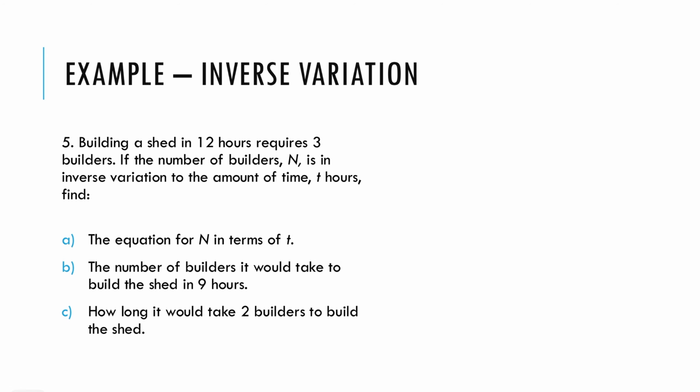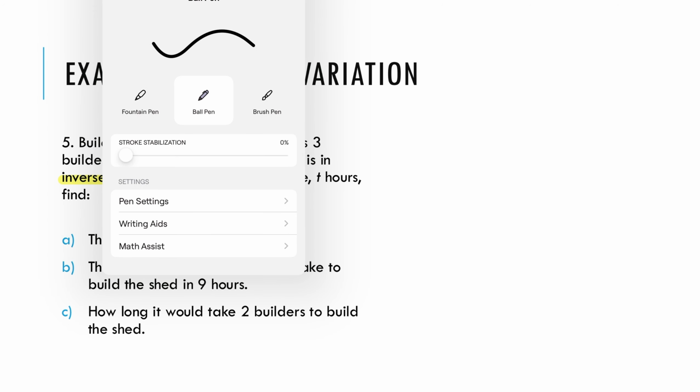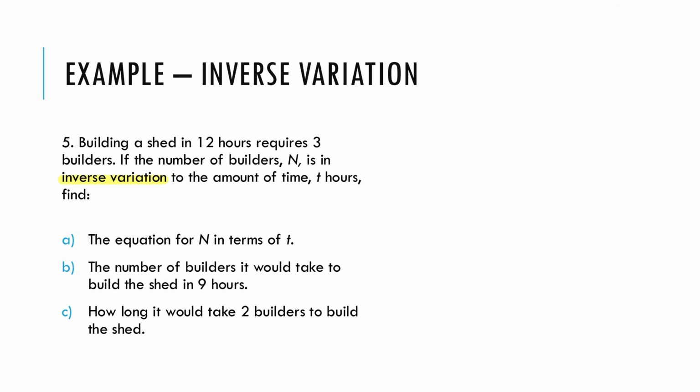Our example here: building a shed in 12 hours requires 3 builders. So if the number of builders n is in inverse variation, so notice it mentions the type for us. So here I already know that in my exam, even if I make a little note, I'm going to be using this formula here with the amount of time, which is t hours. So the number of builders here is my dependent variable, and t here is going to be my independent variable and n is my dependent variable.